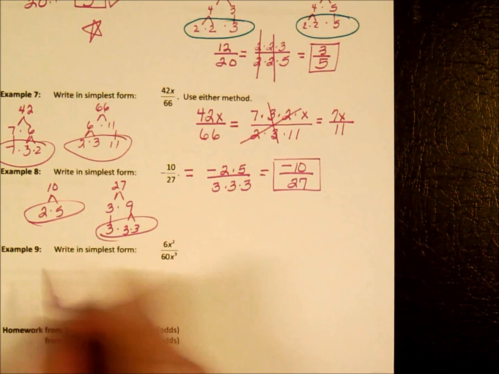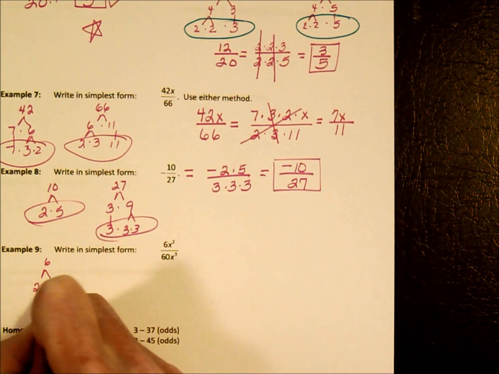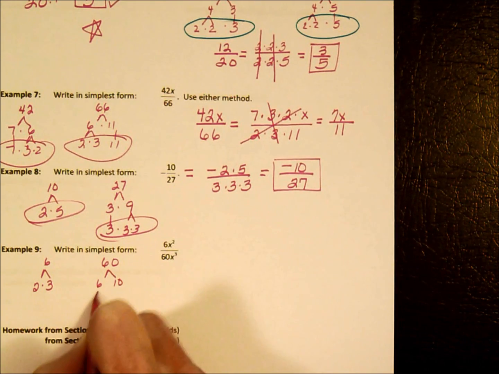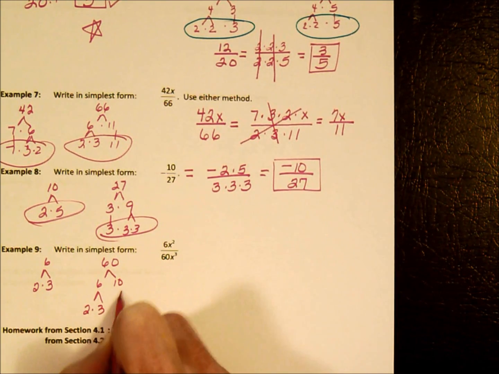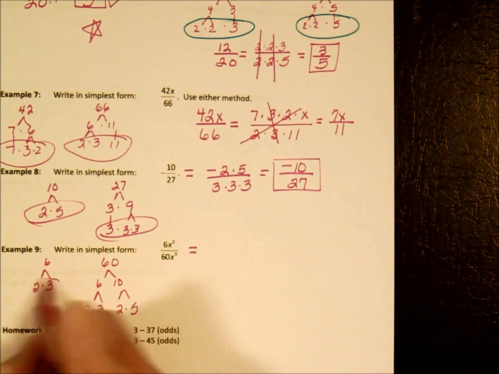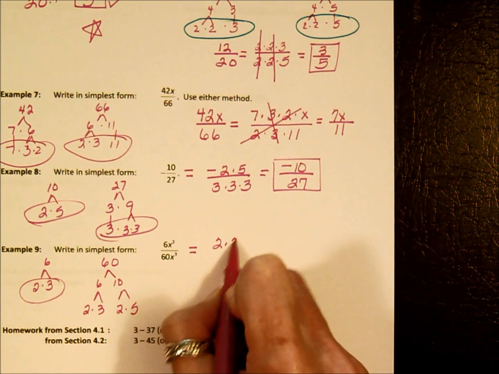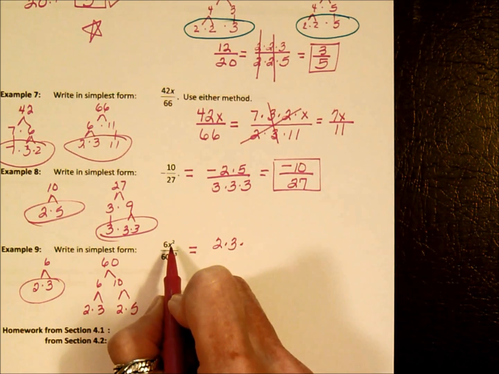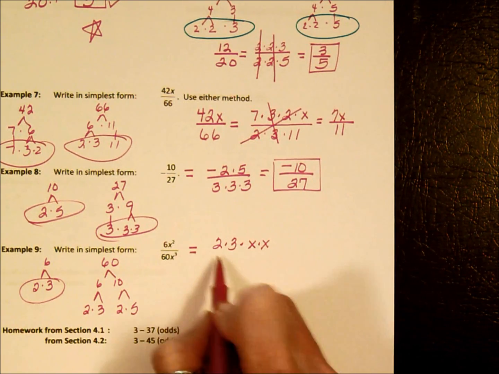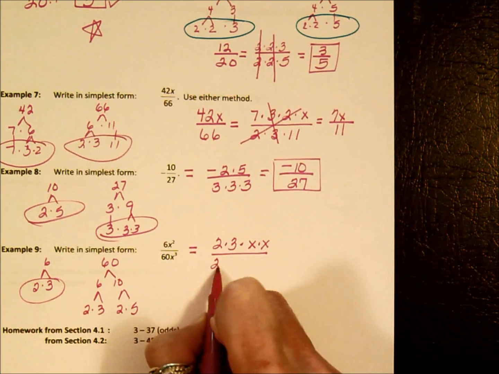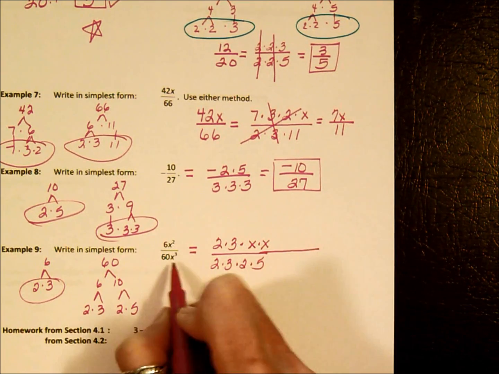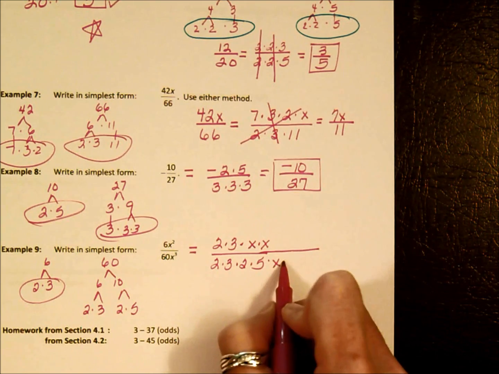All right, let's do it again with this one. So we have 6. We know that's 2 times 3. We have 60. We're going to say 6 times 10. But 6 is 2 times 3, and 10 is 2 times 5. So in my numerator, I have 2 times 3 times, now you're going to take that x and write it as x times x. That's what x squared means. Over 2 times 3 times 2 times 5. I need to make this longer. X cubed is x times x times x.